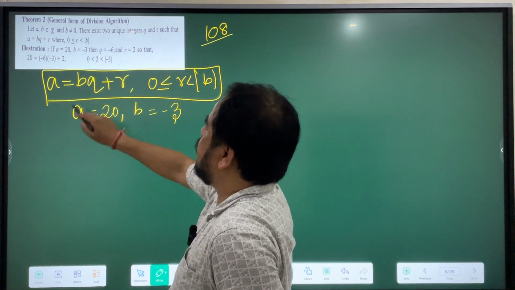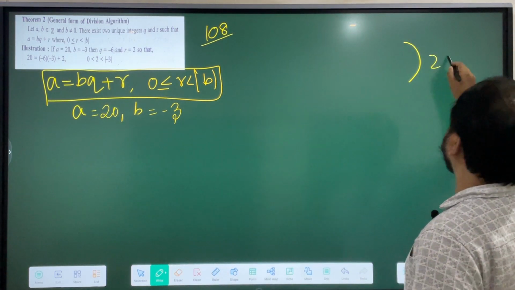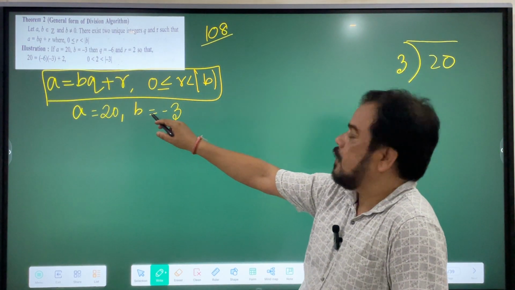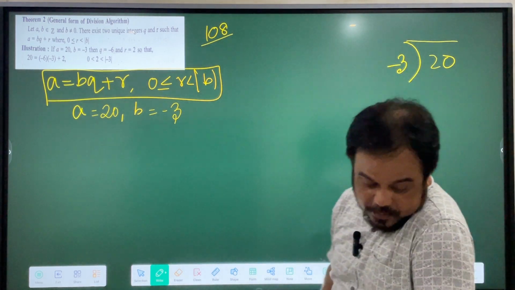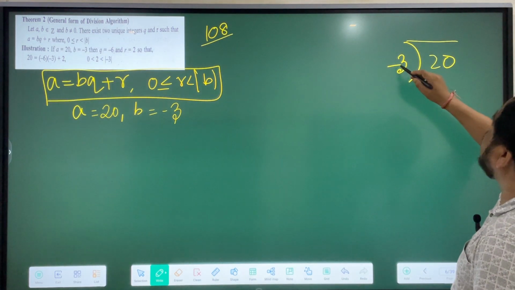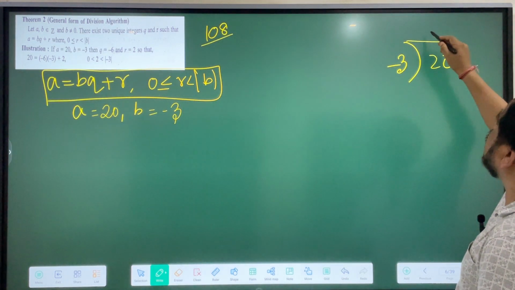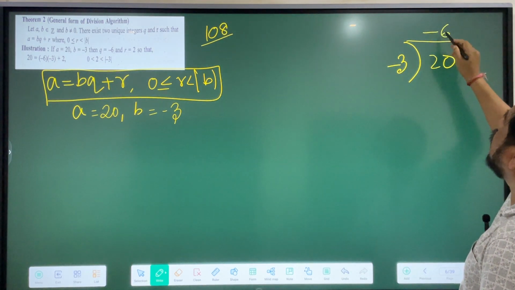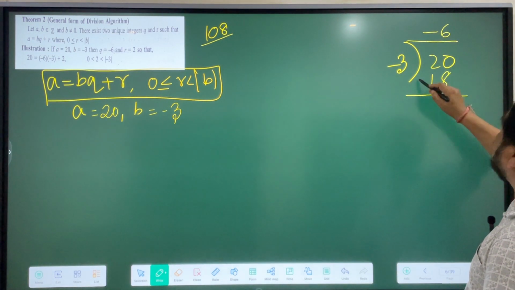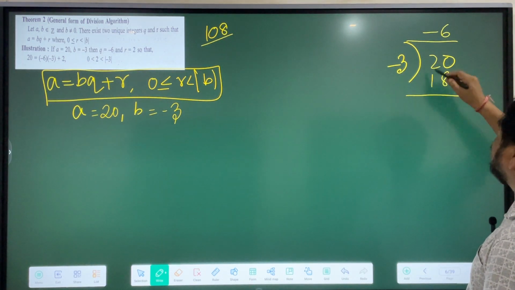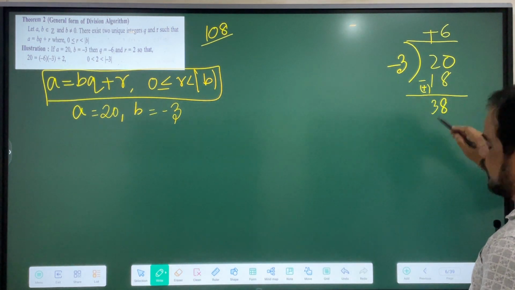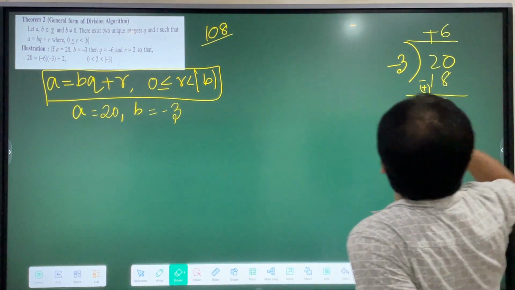So what is B? A is 20. That means while dividing, 20 will be inside. B is the divisor, sorry, minus 3. B is minus 3, yes. Now we have to divide 20 by minus 3. So what will we write here? If we don't put the minus sign here, minus will come, and that will be difficult. Because if we get minus here, suppose here plus, then if we subtract, it will become 38. I will explain again, you may not understand.